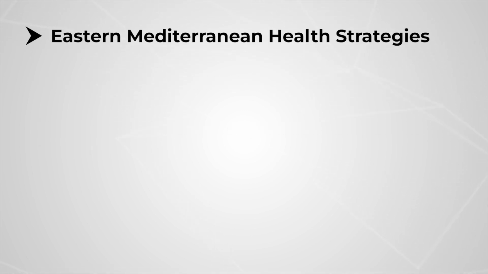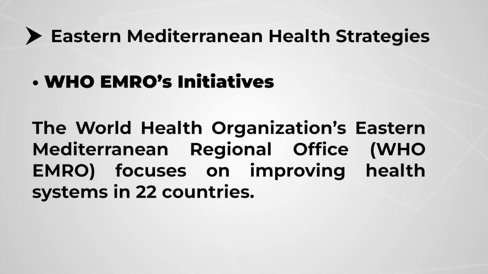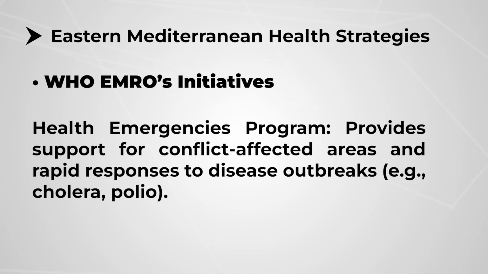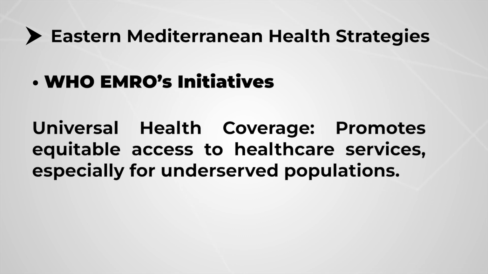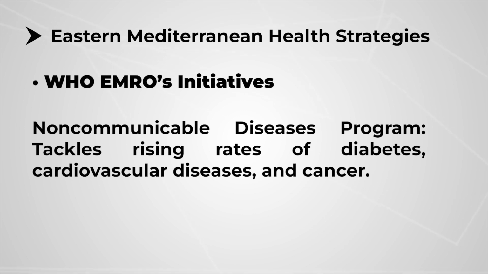Then the Eastern Mediterranean Health Strategy, the World Health Organization's Eastern Mediterranean Regional Office initiative, which focuses on improving health systems in 22 countries. Its health emergency programs provide support for conflict-affected areas and rapid response to disease outbreaks like cholera and polio. Universal health coverage promotes equitable access to healthcare services, especially for underserved and other targeted populations. Non-communicable disease programs tackle rising rates of diabetes, cardiovascular disease and cancer.